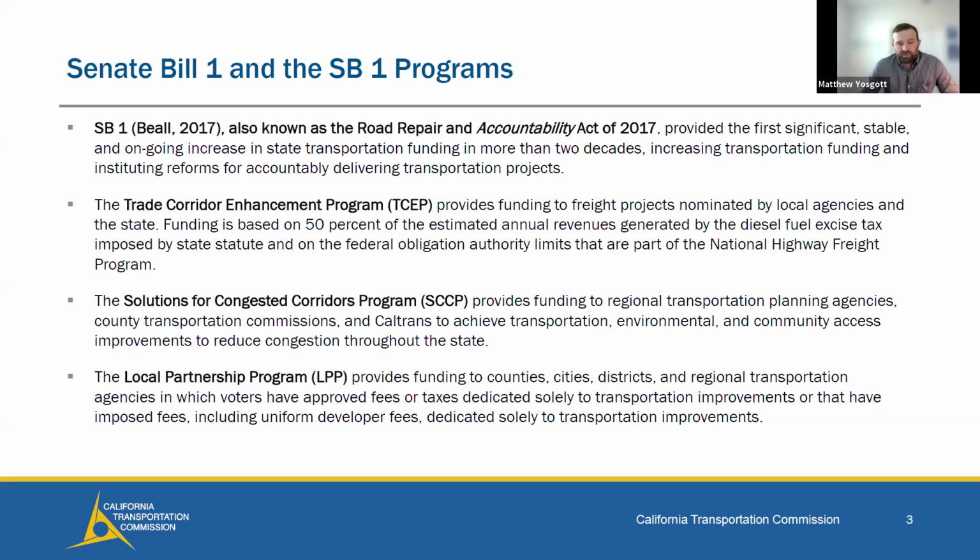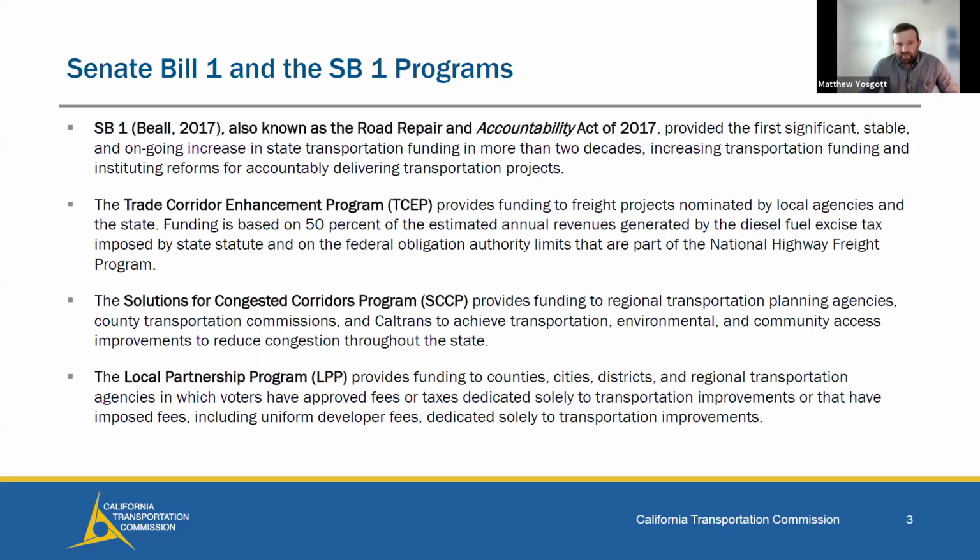The 3 programs in the SB1 suite of programs are the Trade Corridor Enhancement Program, which is the Commission's freight focus program, and local agencies, Caltrans, and regional agencies are eligible to apply to this program. This program is funded both with diesel fuel excise tax revenue collected in the state of California, as well as federal diesel excise tax revenue that comes into the program through the National Highway Freight Program.